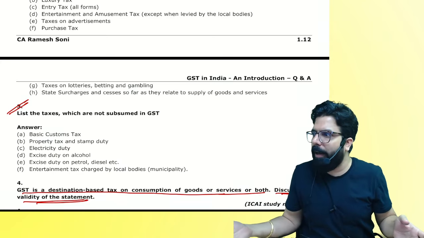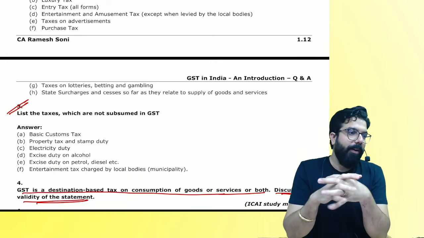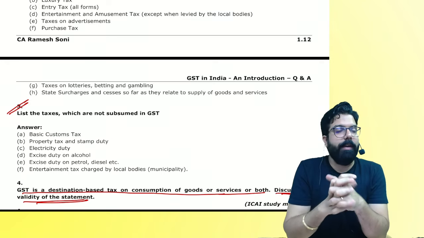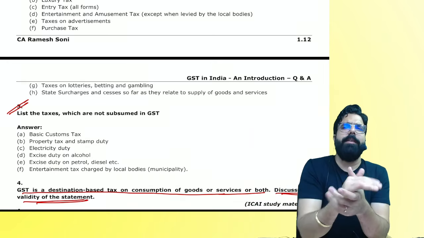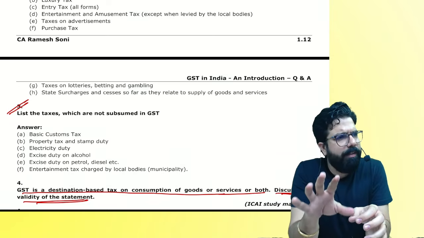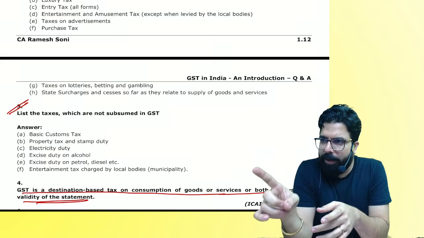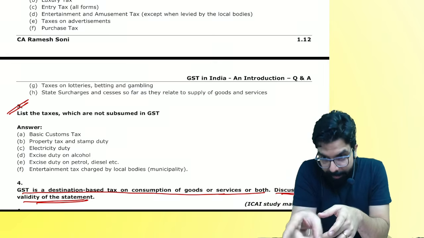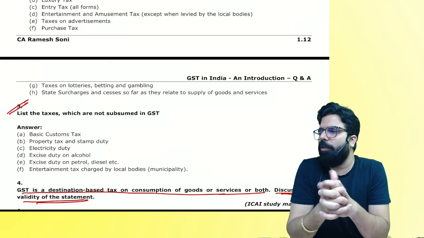All right, pick up your pen and write, everyone. People are still not believing. Oh, no, sir. We have to write the answer. Yes, in the exam, you can't talk. You have to write. Let's see what you write. I've already taught it to you, no? GST is a destination-based tax. Correct? See, the difference between learning and writing. Let's see what you write. We have to learn how to write also.